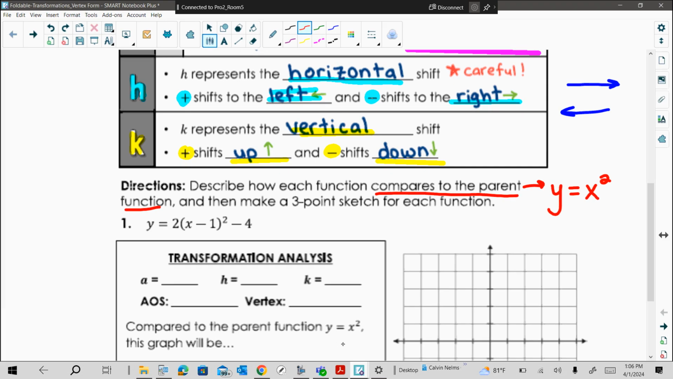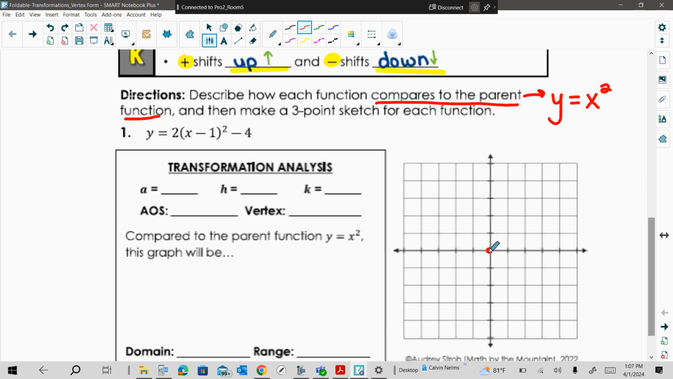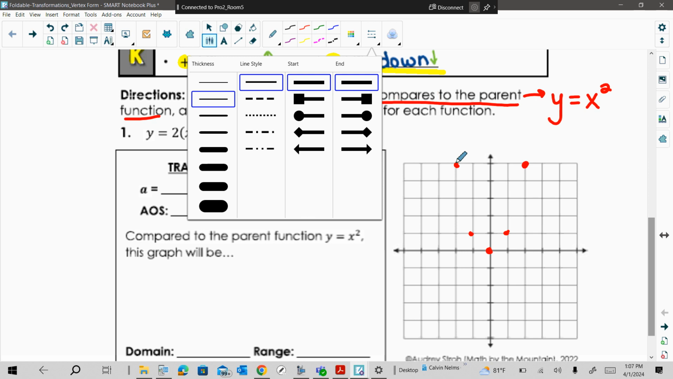I'm going to do it in red. You might want to color code. So 0, 0, then 1, 1, and then 2, 4. That gets reflected over the y-axis. We're just basically sketching a curve through these points to make our U shape.